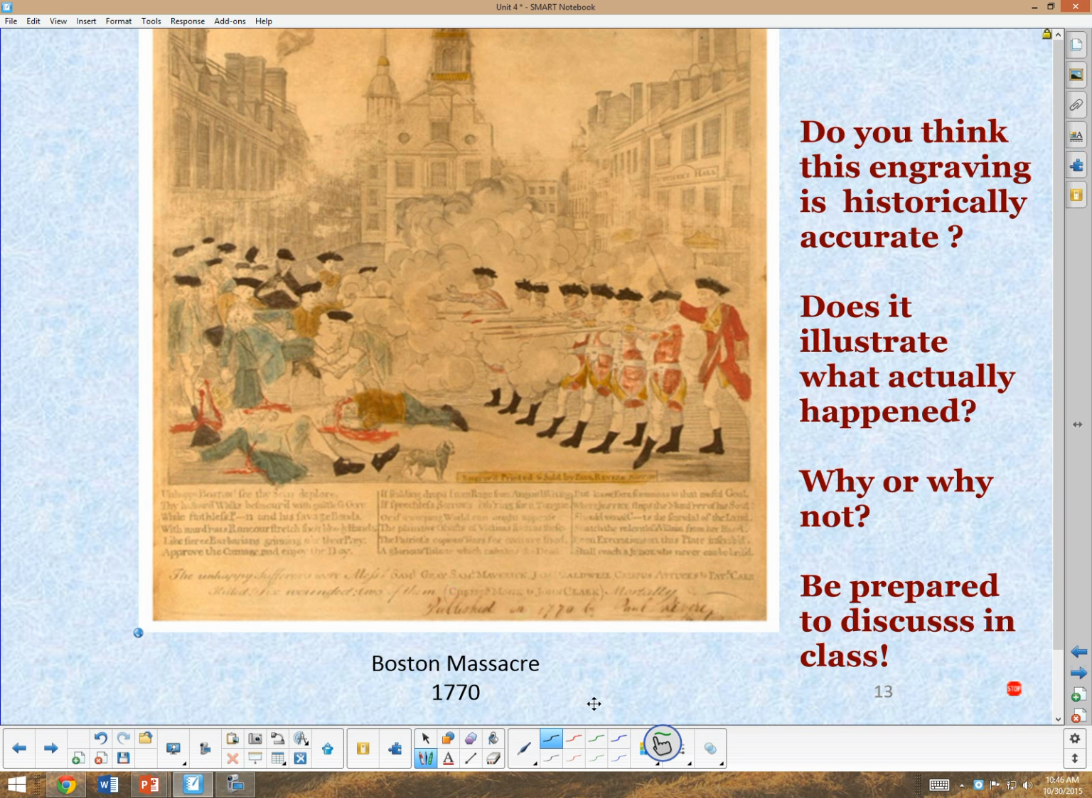By 1770, things had gotten so tense, especially in the city of Boston, where there was a major presence of British soldiers, that we end up with an altercation called the Boston Massacre. We're going to talk about this very famous engraving in class.